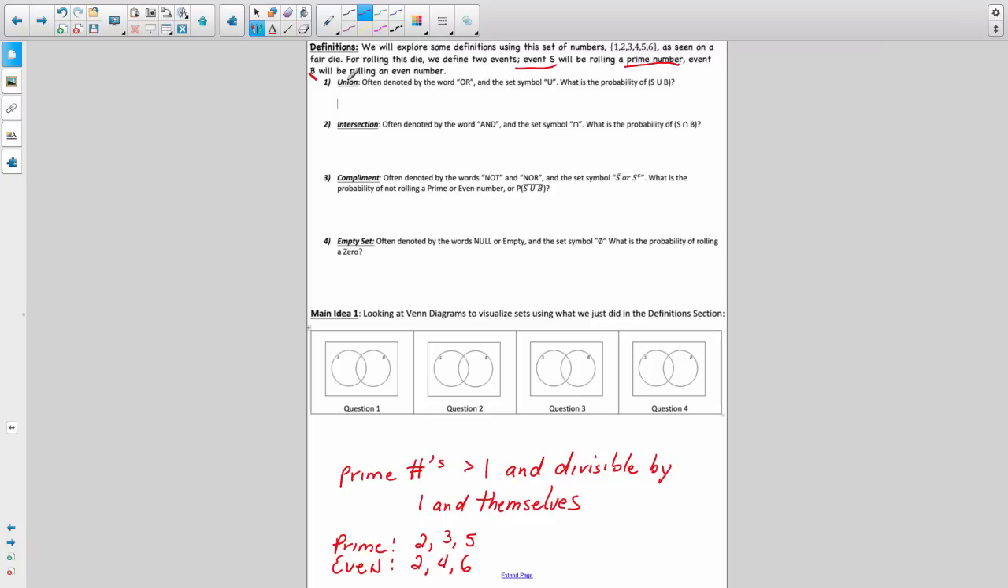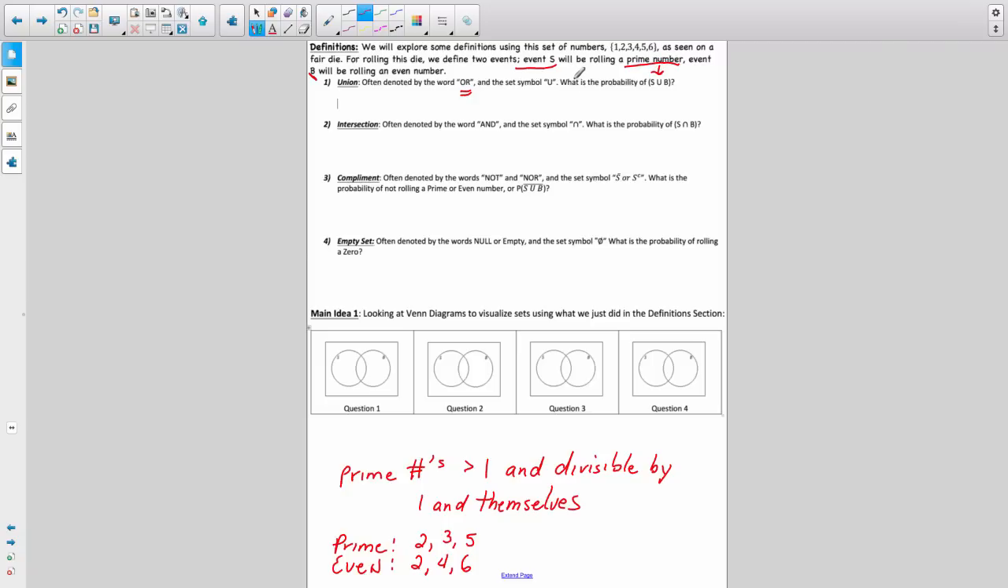So using this definition of union, it's combining both. It's the union, like when you're married, the union of two people. So you're taking something from both sides. And they use the word or a lot, or this symbol U right here.